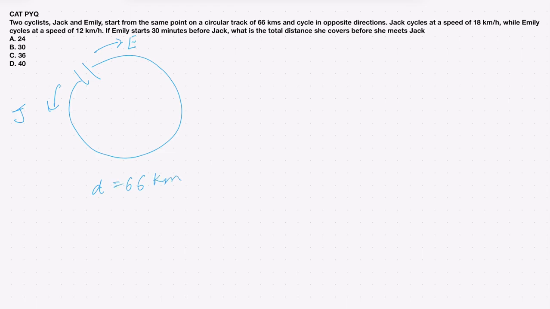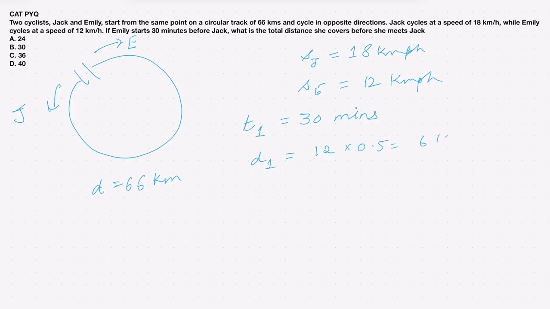Jack cycles at a speed of 18 kilometers per hour. So speed of Jack is equal to 18 kmph, and Emily's speed has been given to be 12 kilometers per hour. If Emily starts 30 minutes before Jack, okay, so Emily gets a head start of T1 is equal to 30 minutes. What is the total distance she covers before she meets Jack? So in the first 30 minutes, Emily is going to cover a distance of 12 into 0.5 hours is equal to 6 kilometers.